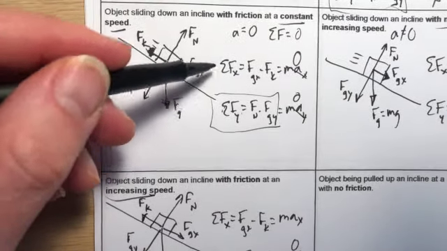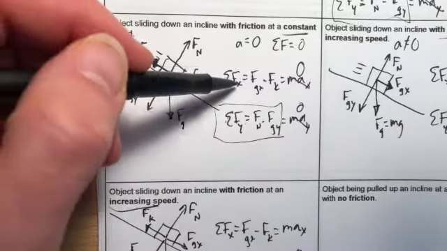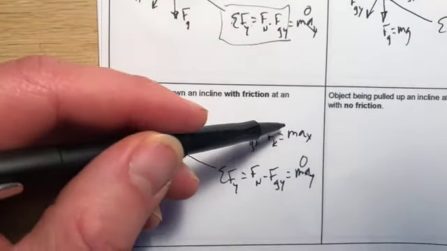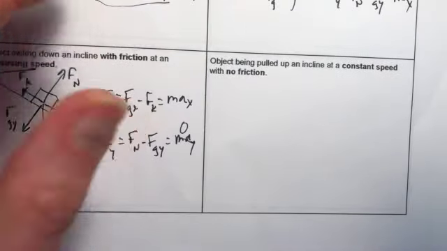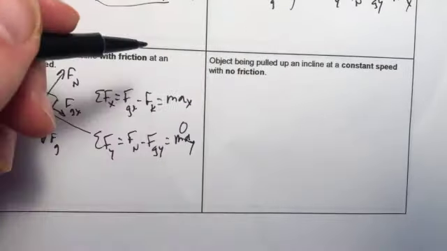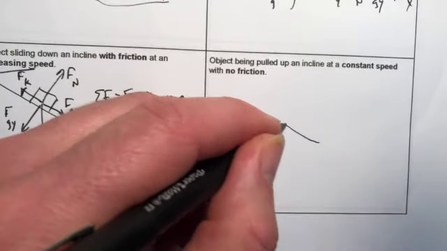So that's different from this one up here where there was friction and it was moving, but at a constant speed, the sum of the forces was 0. Here it's not 0, it's max. It's got some acceleration that we don't know. All right, next one, object being pulled up an incline at a constant speed with no friction. All right, so what's going on here?